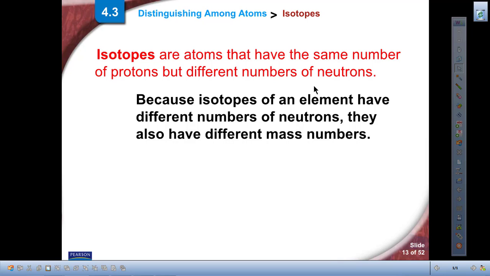Now, chemically speaking, neutrons don't do a whole lot. They don't really interact much. So chemically speaking, isotopes behave pretty similarly as far as how they react. And they do play a role, but we'll talk about that later.